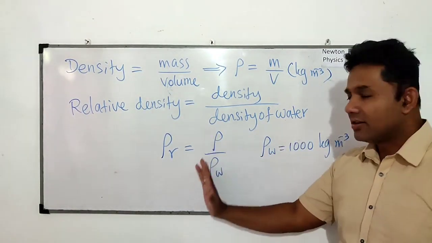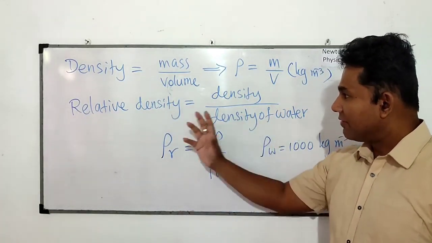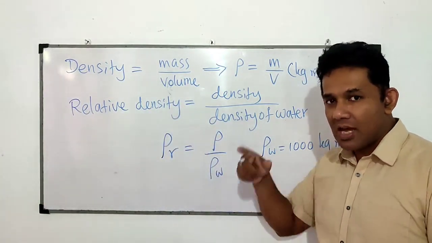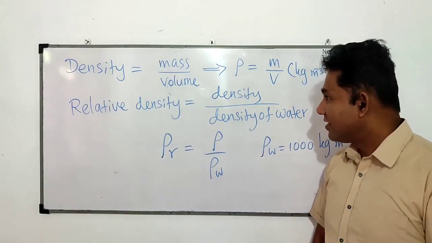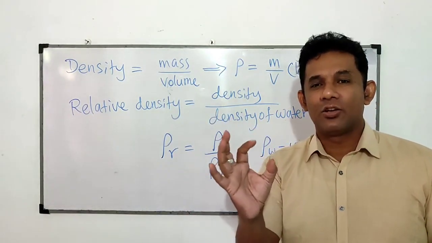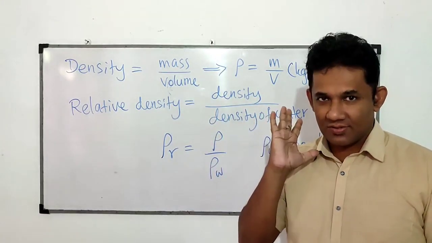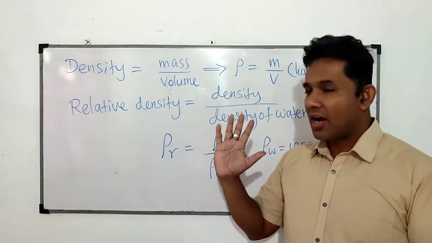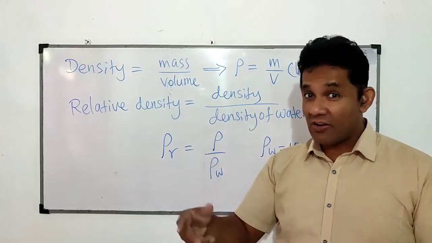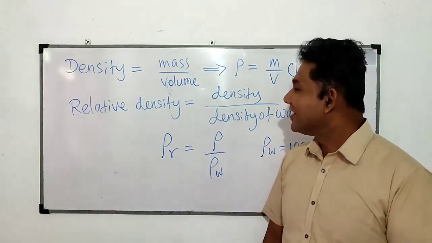Now this relative density is rho divided by rho w, and normally we also call it the specific gravity. The specific gravity of mercury is 13.6. Here my main target is to give an instant method to find the relative density of a given substance. I will sketch several small diagrams to explain how to use that simple method.